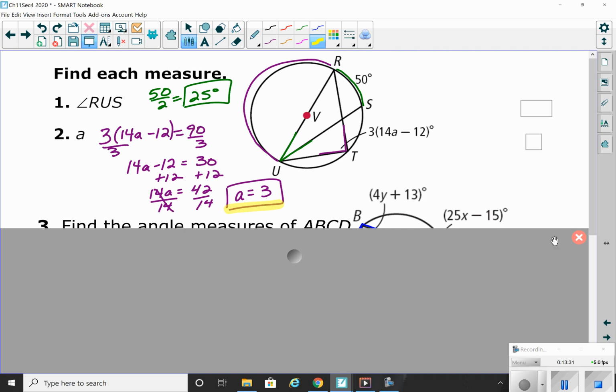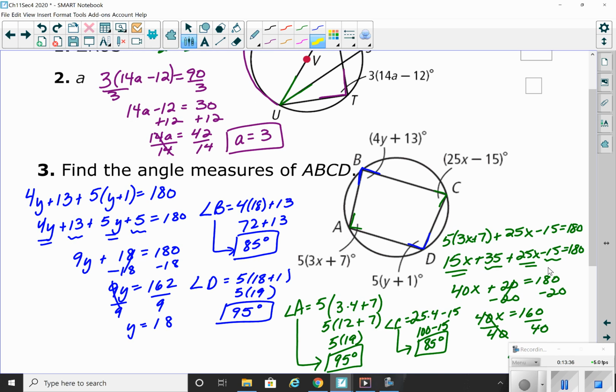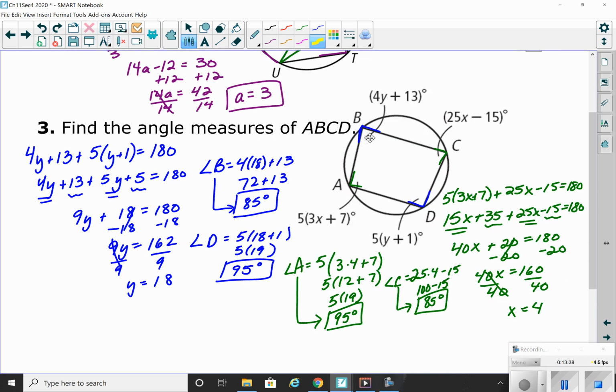And then finally, in number 3, this is similar to the last theorem that we looked at. It says find the angle measures. So again, these opposite angles are supplementary. They add to 180. So I get y is 18. And for the other opposite angles, I get x is 4. Using those values, I can plug them back in and solve for each of the different angle measures.